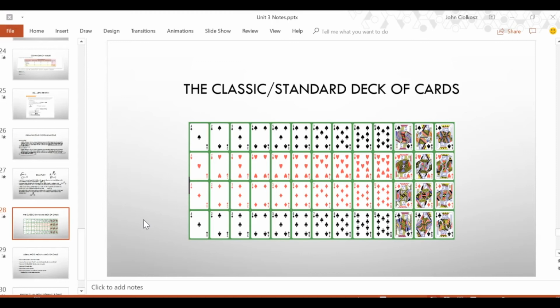If we look across the rows, so if I look at this top row here, all of my spades, there's 13 of them. So there's 13 of each suit. A suit is one of those pictures, one of those labels. So it's a spade, a heart, a diamond, a club. So there's 13 of each suit.